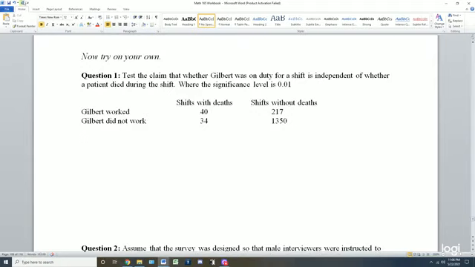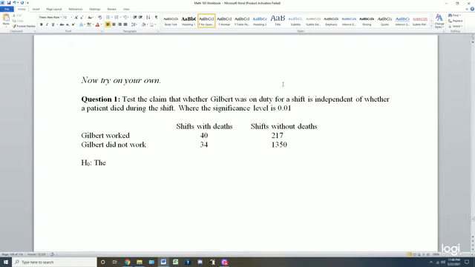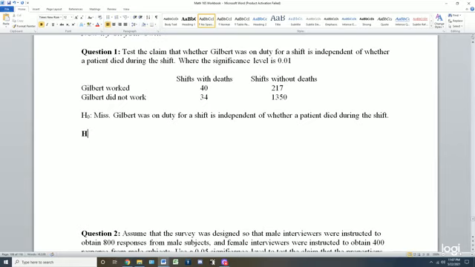So first off, let's write our null hypothesis. So H naught is exactly this: Gilbert was on duty for a shift is independent of whether the patient died during the shift. Or we'll just say Miss Gilbert. She was a lady. Alternative, well, it's exactly the opposite. Right? So H1 is they are dependent on each other.